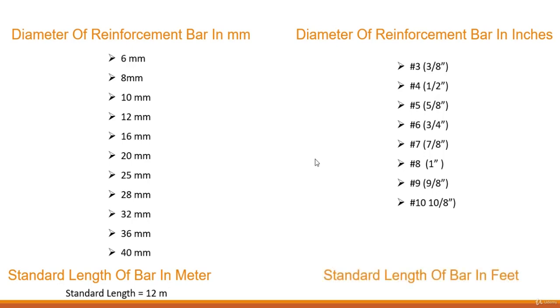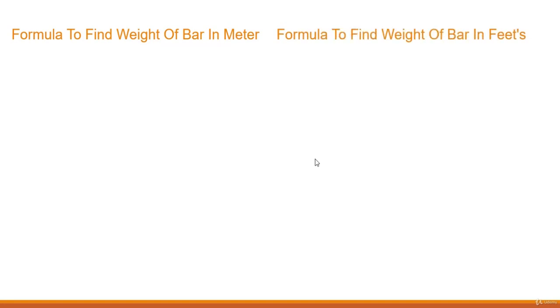And the standard length of bar in feet is 40 feet. That is the standard length in feet. Now the next thing we must know is the formula to find out the weight of bar in meter as well as in feet.